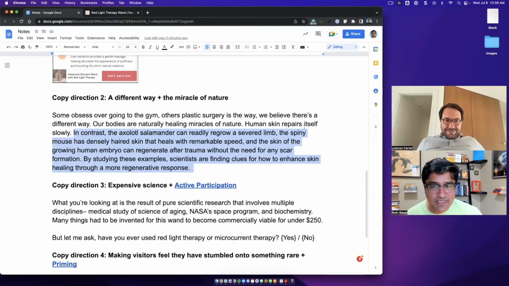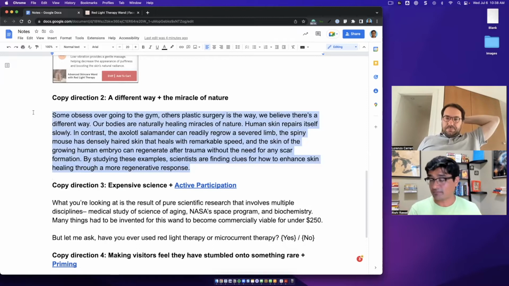So then I say, human skin repairs itself very slowly. In contrast, a salamander can readily grow a severed limb. The spiny mouse has densely haired skin that heals with remarkable speed, and the skin of a human embryo can regenerate, and so on. So what I'm doing here is drawing a contrast with how in nature there are many cases where it can repair very fast. And then I'm making the science argument. I say, by studying these examples, scientists are finding clues for how to enhance skin healing through a more regenerative response. So again, I'm not actually talking about the product. I'm talking about the problem, because the user cares about the problem, right? So that was my second direction.